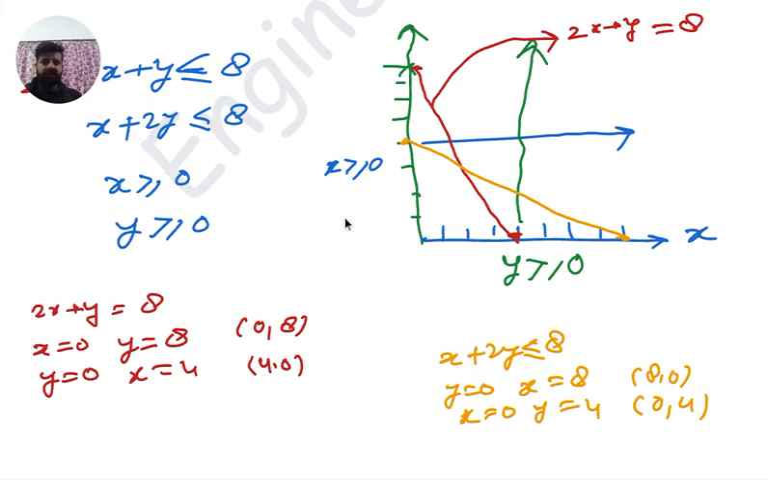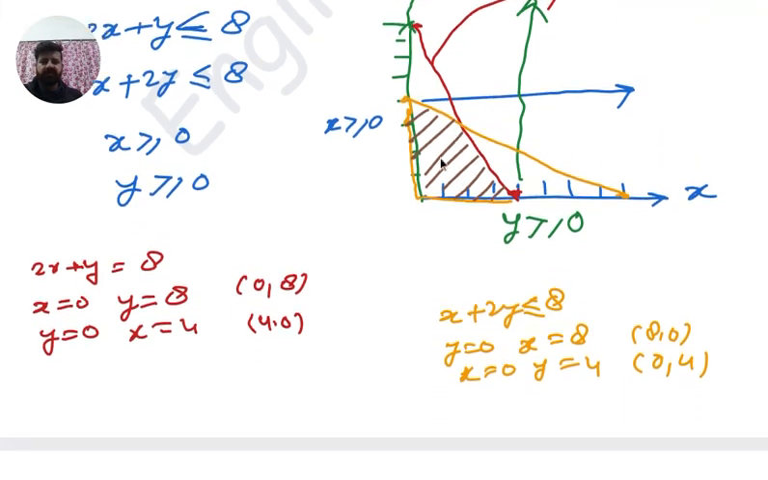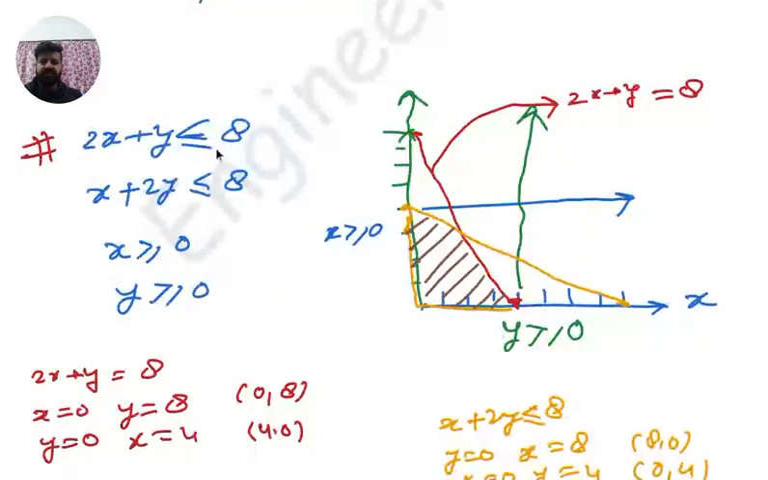So what is the common area? Yes, this is the common area. This was x equals 0 and this was y equals 0. So this is our common area. All the points lying in the shaded area will satisfy these inequalities. So this is the graphical representation of these inequalities.